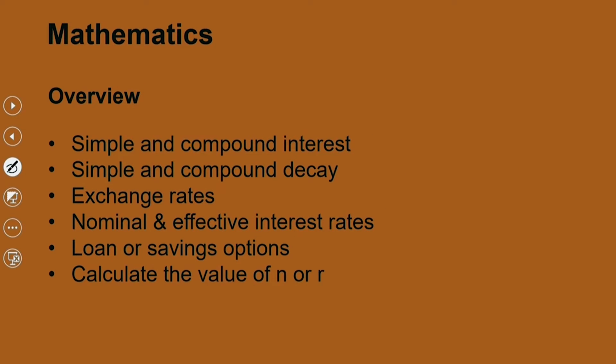Today we're going to be looking at the overview. When you look at the overview of the entire topic, it consists of the following: simple and compound interest, simple and compound decay, exchange rates, nominal and effective interest rates, loan or savings options. And then last but not least is to calculate the value of N or R.